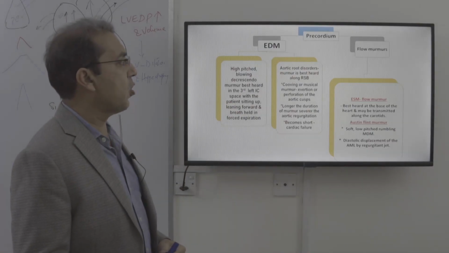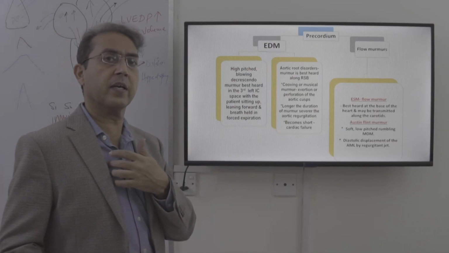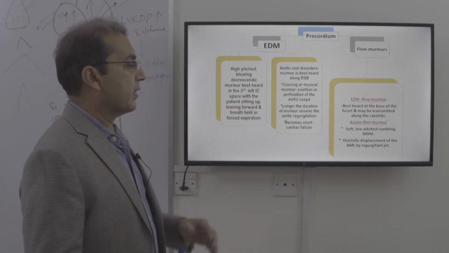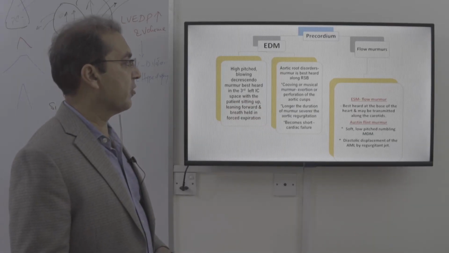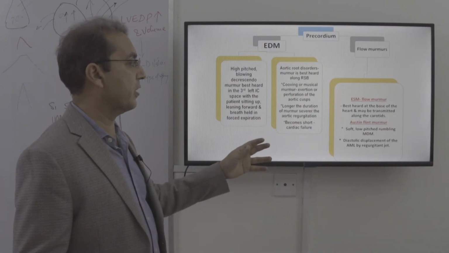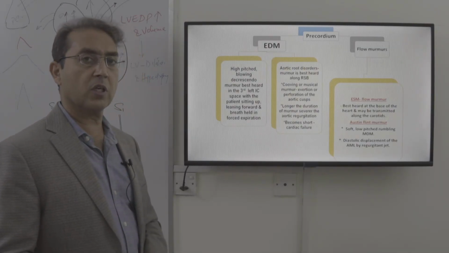In patients who have aortic root disorders, the murmur is heard on the right parasternal area, the right second intercostal space. If you have a cooing or musical murmur, that may be because of eversion or perforation of the aortic cusps. The longer the duration of the murmur, the more severe is the aortic regurgitation, and the aortic regurgitation murmur becomes short in patients who have cardiac failure.